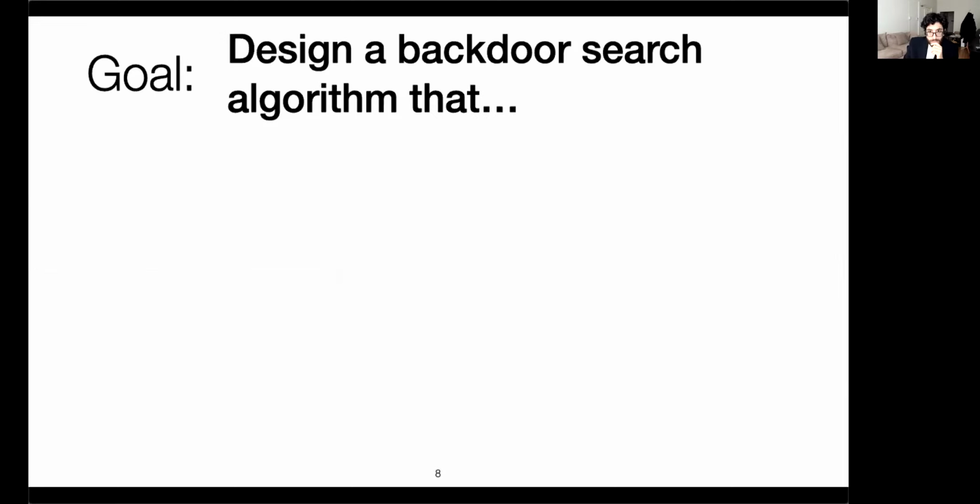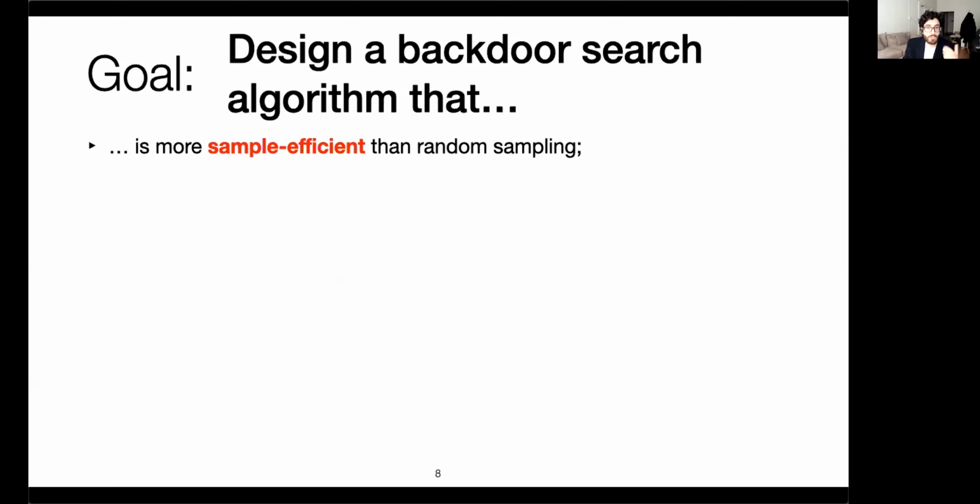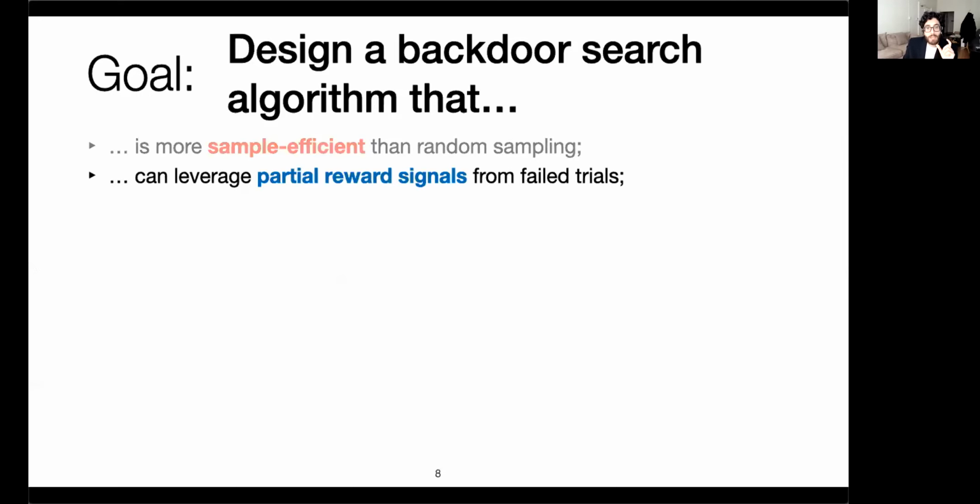And so what we would like to do is to design a backdoor search algorithm that simultaneously achieves the following. It's more sample efficient than random sampling. So that one is obvious because random sampling is immediate. So it should be an algorithm that improves as you give it more iterations, more time. It should be able to leverage partial reward signals from failed trials. So this is tied to the definition of a backdoor.